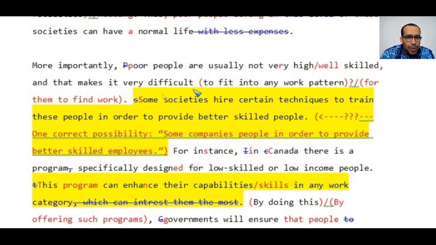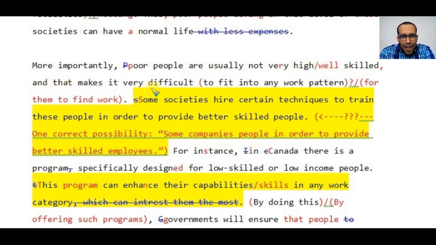Now, let's talk about sentence number 3. More importantly, poor, this is not a beginning of a sentence, and therefore no need for the capital letter. We need to use a lowercase letter. Poor people are usually not very well skilled, not very high skilled, okay? Or if you want to use high with skilled, maybe you need to use a hyphen. But if you want to use them separately, instead of using high, you need to say well skilled.